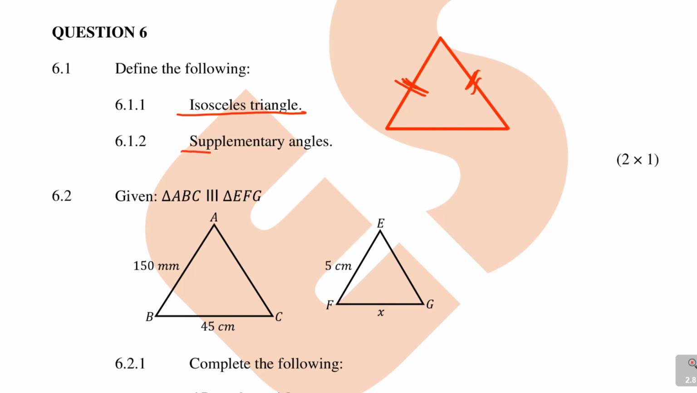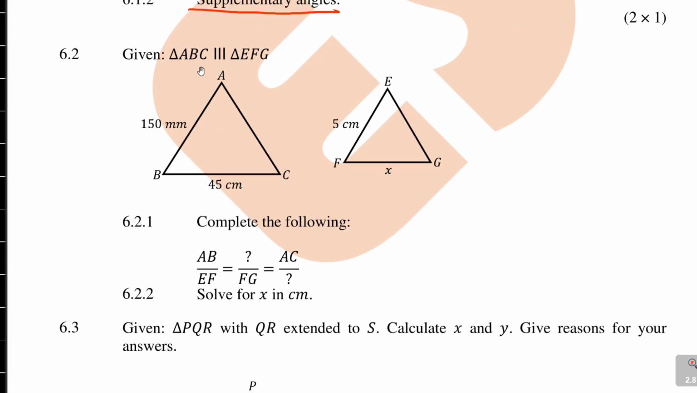What about supplementary angles? How will you define them? Now, supplementary angles means they add up to 180 degrees. So you're going to say these are angles that add up to 180 degrees. Yes. Right.